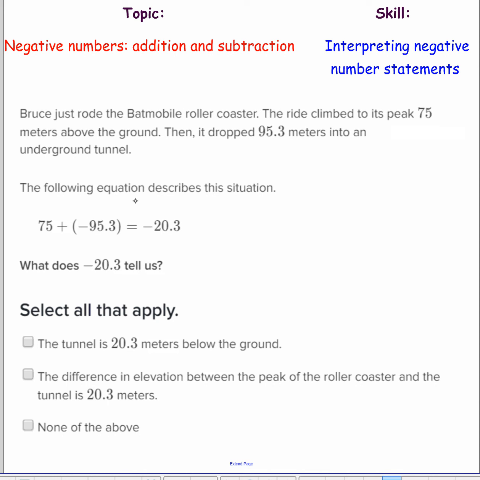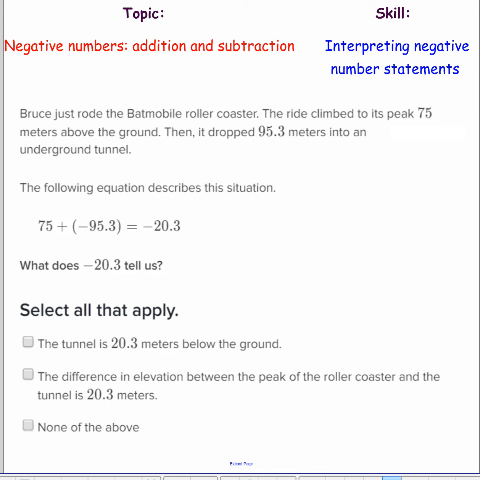The following equation describes the situation, and there's your equation. 75 plus negative 95.3 equals negative 20.3. And it says, what does negative 20.3 tell us? So, folks, please don't make fun of my artwork. I really don't draw well.